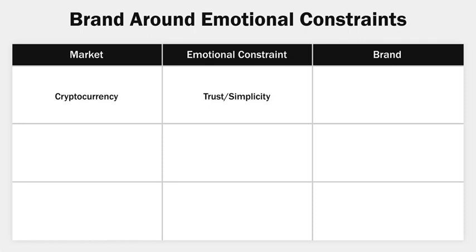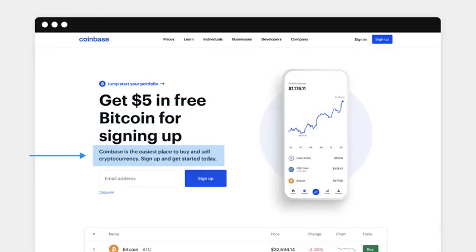Let's take something like a market of cryptocurrency, where the primary emotional constraint to the mass market right now is something around trust or simplicity. There's a lot of fraud right now, so trust is very important, and cryptocurrency seems like a very complicated thing to buy, so simplicity is another primary emotional constraint. And of course, we see one of the best performing products within this category index highly on both of these things, Coinbase, where they communicate primarily and index highly on being the easiest and most trusted place to buy, sell, and manage digital currency.